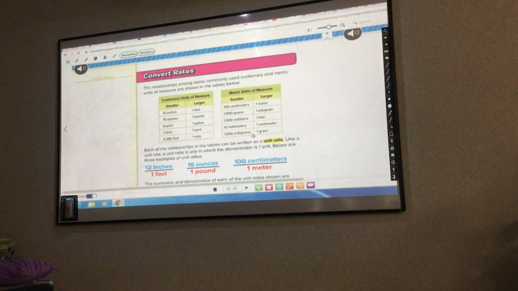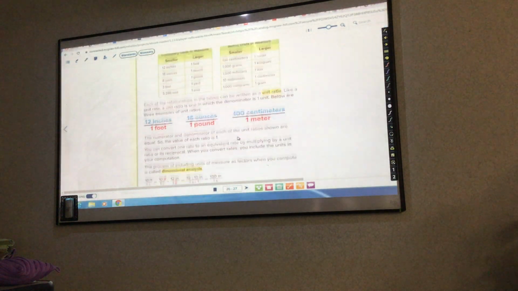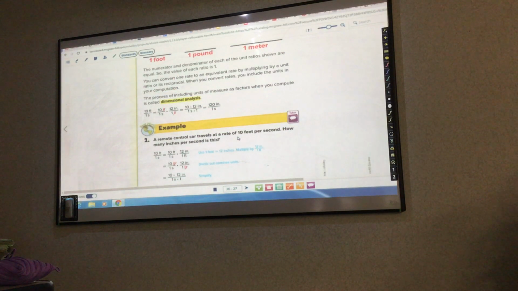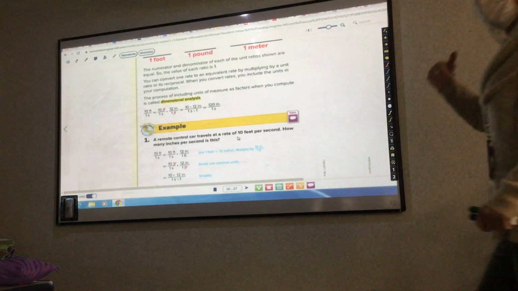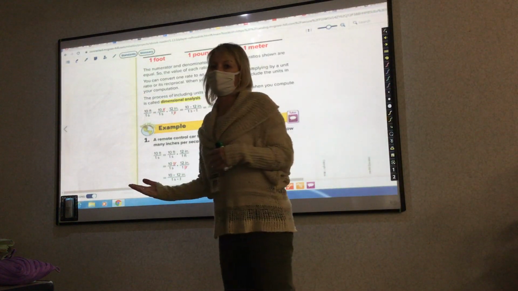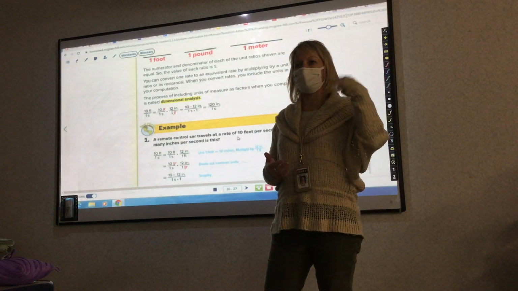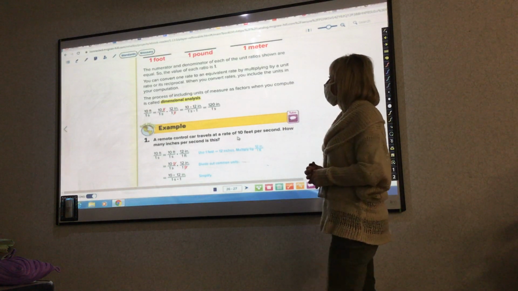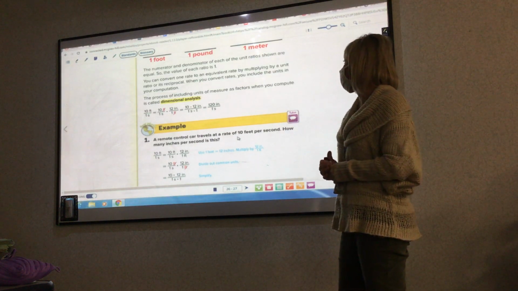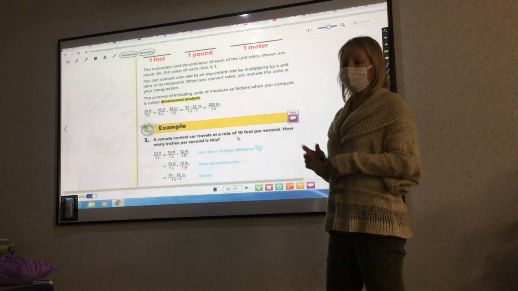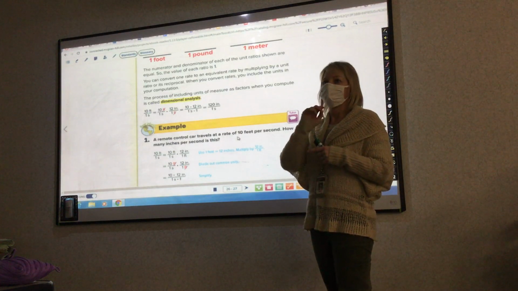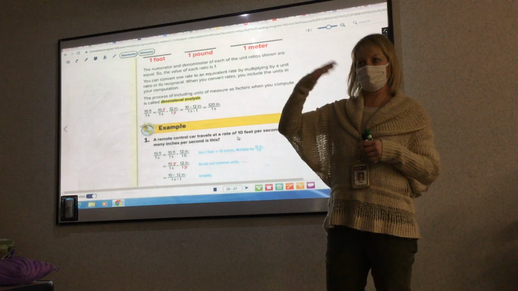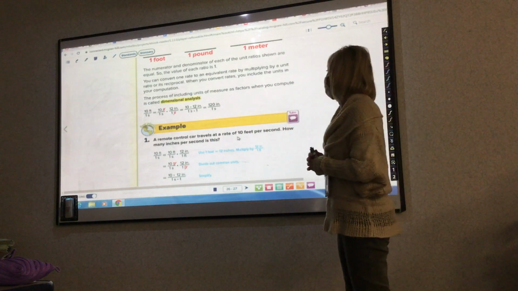Then it says the numerator and denominator of each of the unit ratios are equal. So the value of each ratio is 1. So because 12 inches equal a foot, that equals 1. Okay? Because it's just a different, one is in inches and one is in feet. You can convert one rate to an equivalent rate by multiplying by a unit ratio or its reciprocal. What is it when we do the reciprocal? Yeah, you're flipping that fraction. The denominator becomes the numerator and the numerator becomes the denominator.